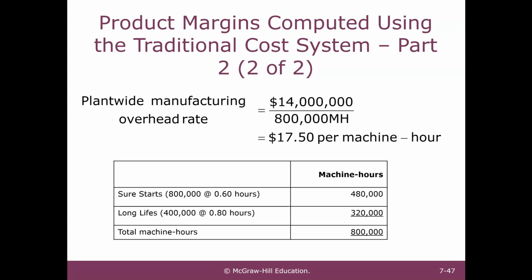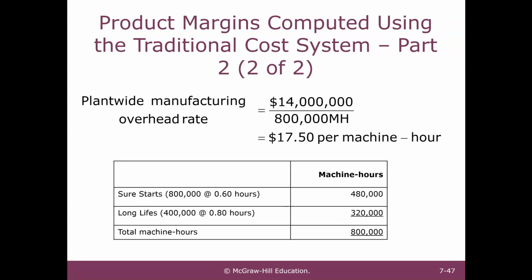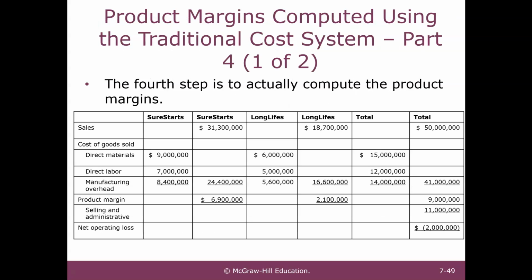Now let's look at the product margin using the traditional costing system, which would be to take the total manufacturing overhead of $14 million, and then divide it by the overhead rate, which is machine hours, and that's 800,000. You get $17.50 per machine hour. If you multiply that by how many machine hours each battery is using, we come up with the overhead cost of $14 million.